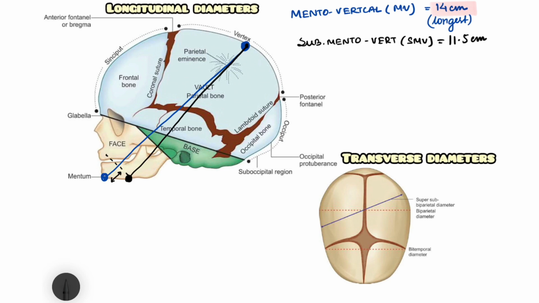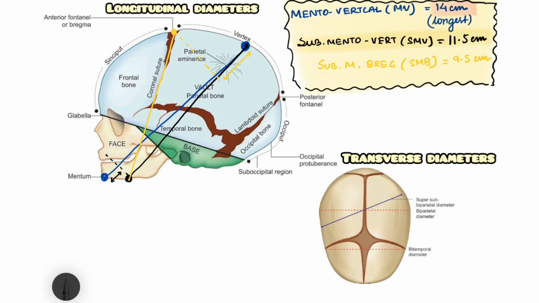Now once we are talking about the submento, we will now go from the submentum all the way to the bregma, that is over here. So that is the submento-bregmatic diameter. Now if you see, the submento-bregmatic diameter is again smaller than the submento-vertical diameter. So that is 9.5 centimeters. All these three diameters form our first triad in the fetal skull.